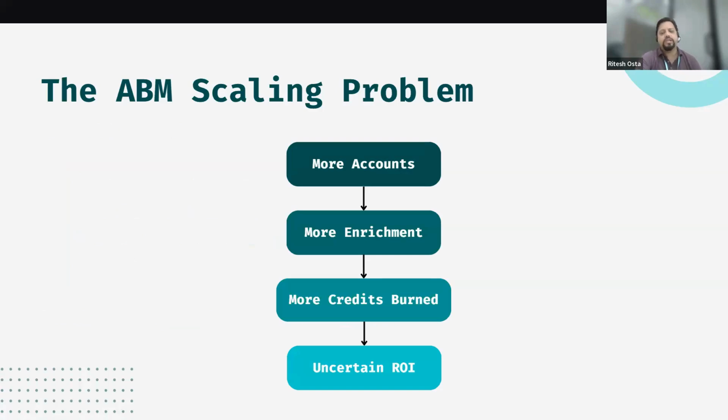So this is the ABM scaling problem. More accounts means more investment. More investment means more credit burn, and more credit burn can lead to uncertain ROI. This is the problem statement. I can enrich, I can burn the credits, but what result will I get? If you don't have a very clear answer to this question, then you need this framework.